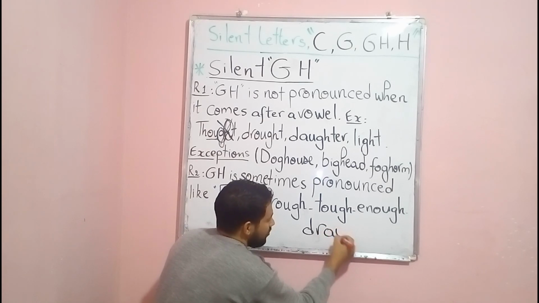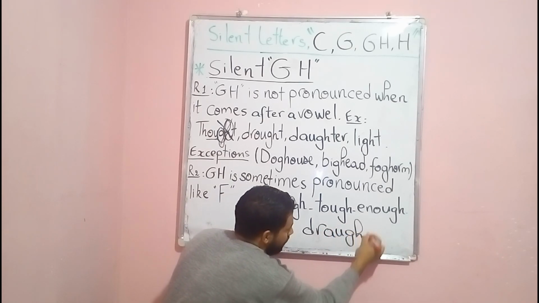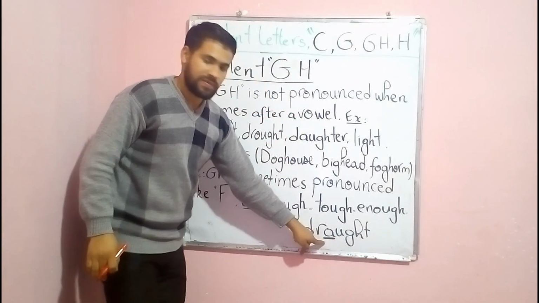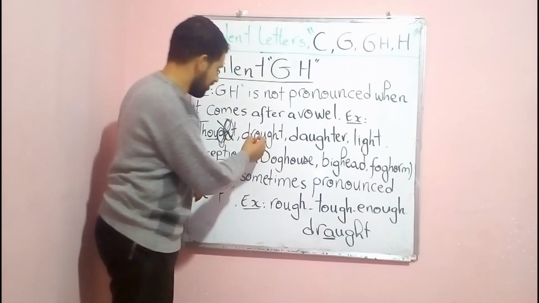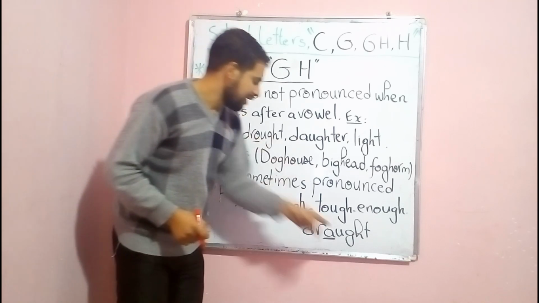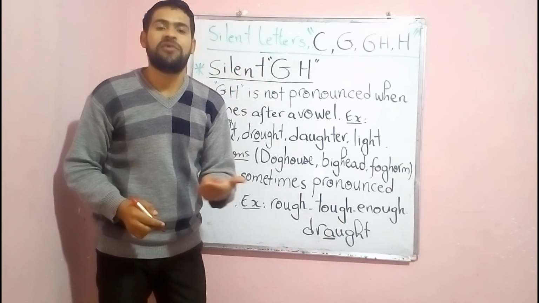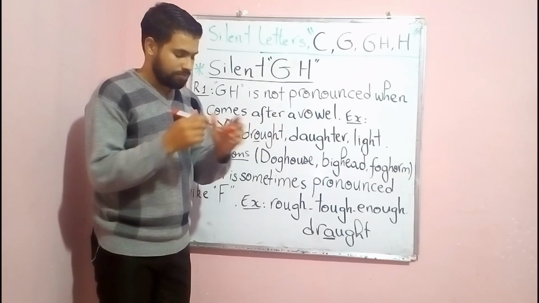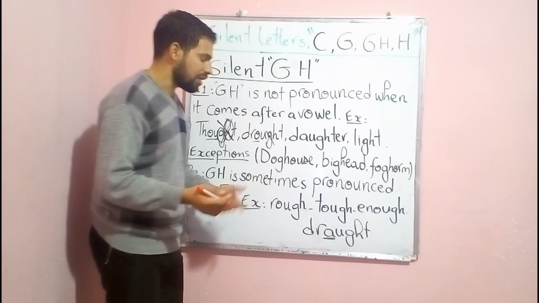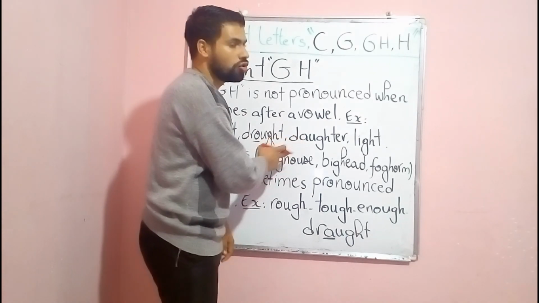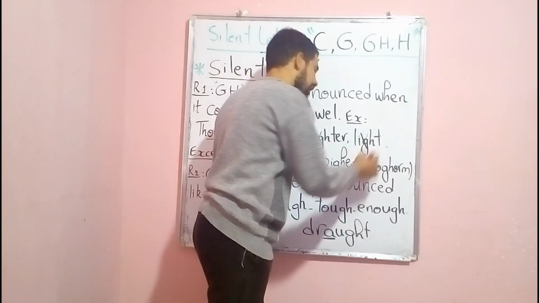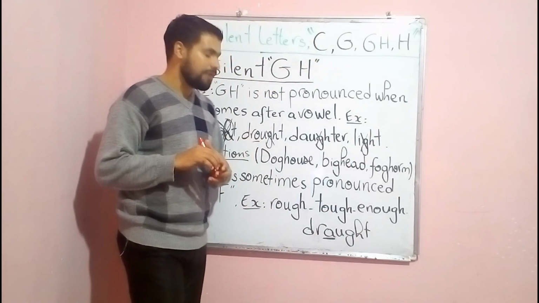It's with A, not with O. Here you can make the difference. Here we have A and here we have O. So this is drought and this is daughter. Here the GH we pronounce as F, not like here, where we do not pronounce it at all. So in drought, the G sound is silent. Again here, daughter, the G sound is silent, and in the word light also it is silent.